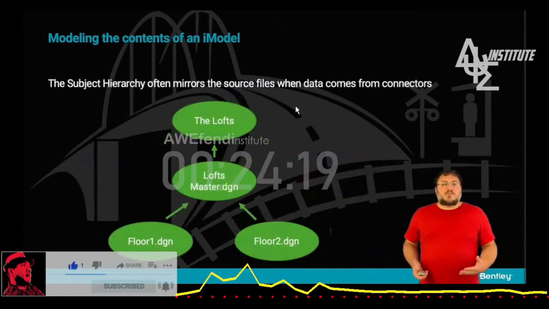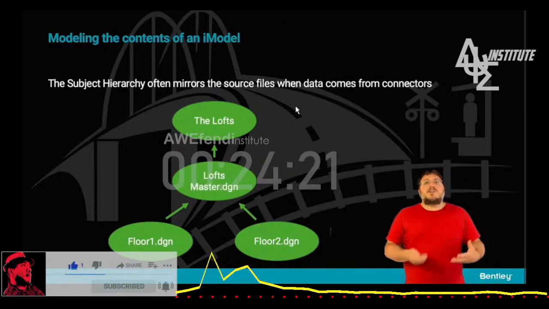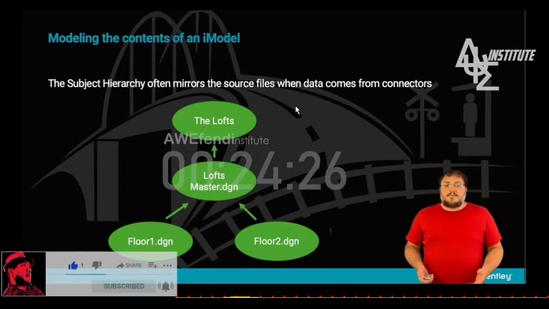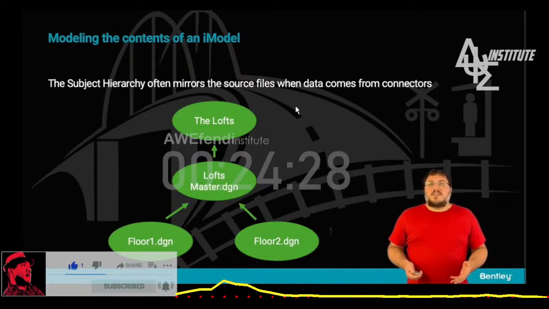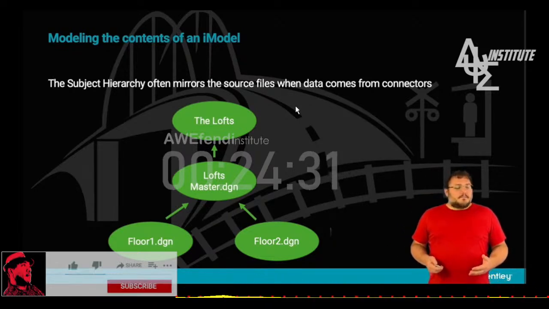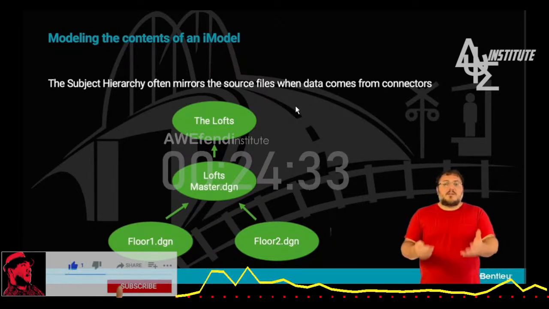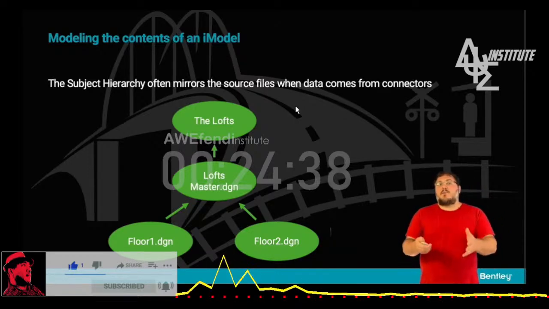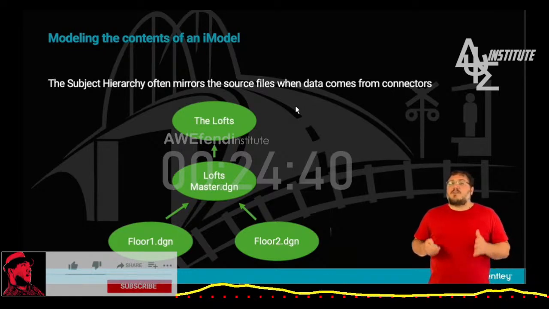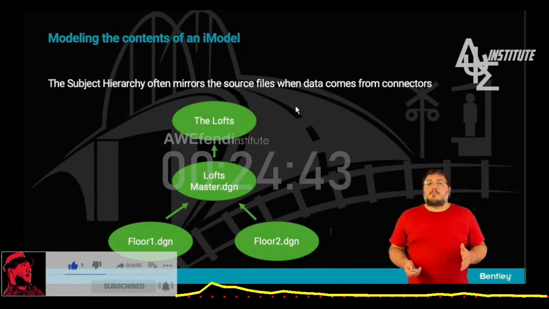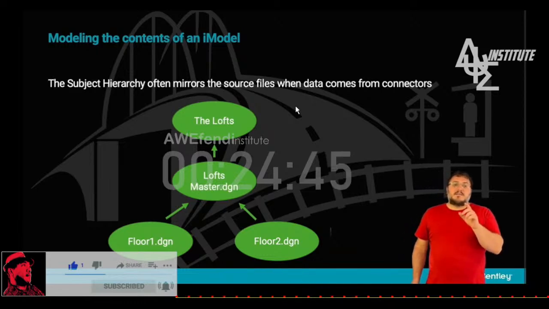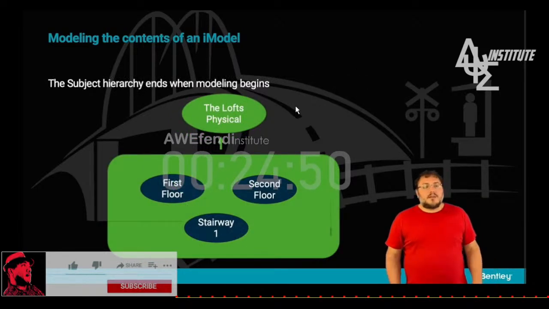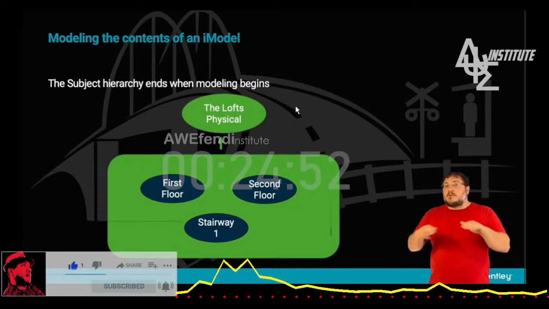I think the best way to think about it is the way you might organize a series of DGNs or DWGs in a project, because this is how we expose the data when it comes from connectors. That's what we have from the connector point of view, and it's something that you can update later. But think of that organization that you might set up for a project, and we capture that with the subject hierarchy using the element parent-child relationship. Since it's data, subject is, of course, a specialization of element. Now, the subject hierarchy ends where the modeling begins.